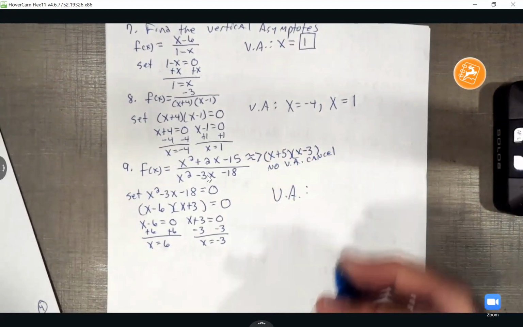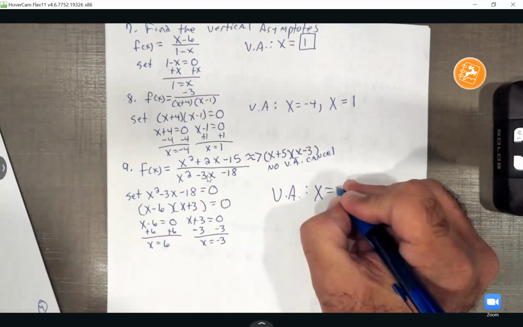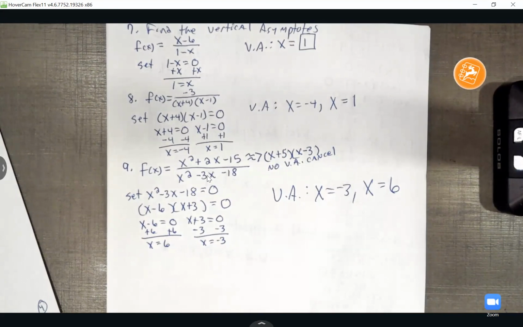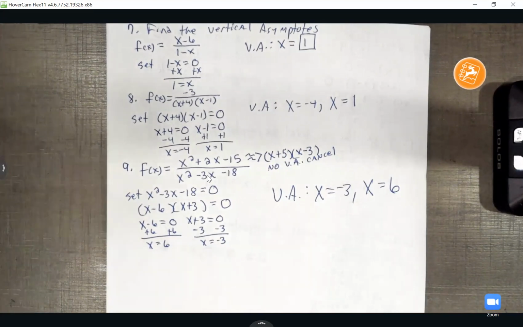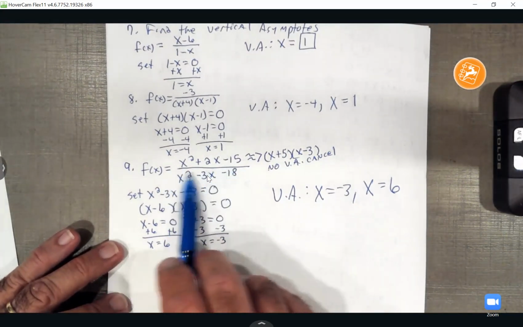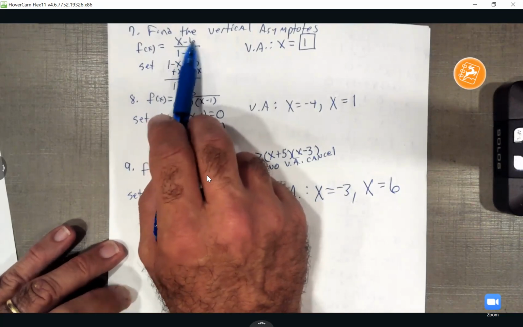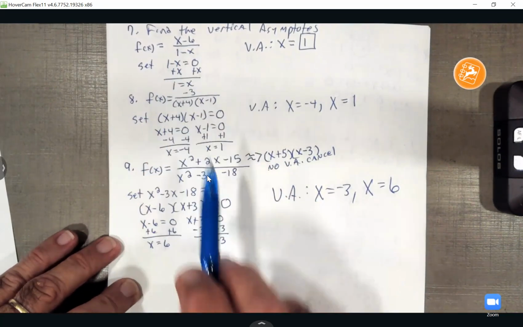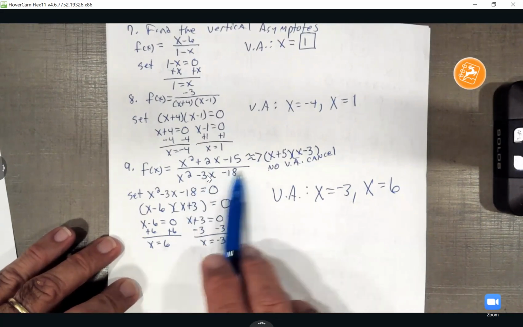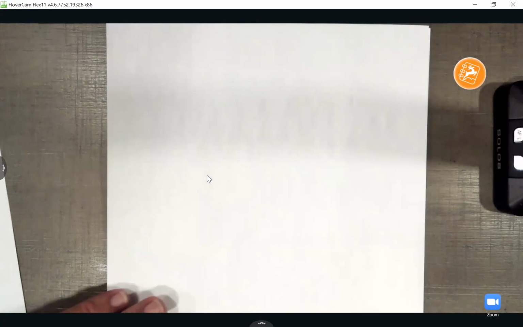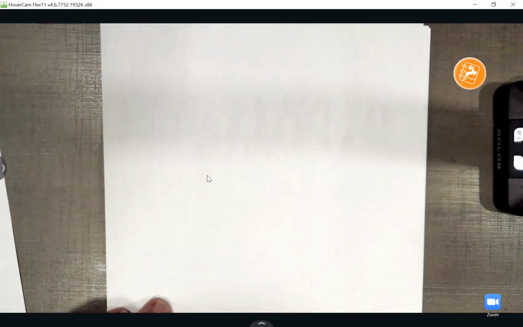So since none cancels, my vertical asymptotes will be x equals that negative 3, x equals that positive 6. So remember, if the top isn't factored and you don't know what factors are up here, like here it had an x minus 6, so there wasn't any way it was going to cancel with the 1 minus 6. But you have to check some of these just to make sure, okay? So let me give you one that actually will have something cancel.